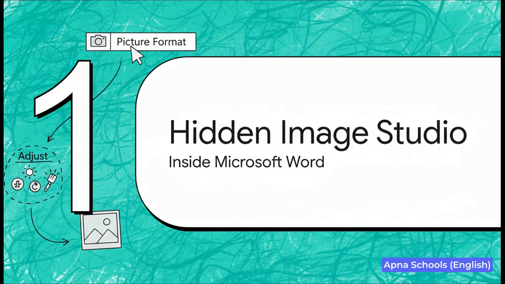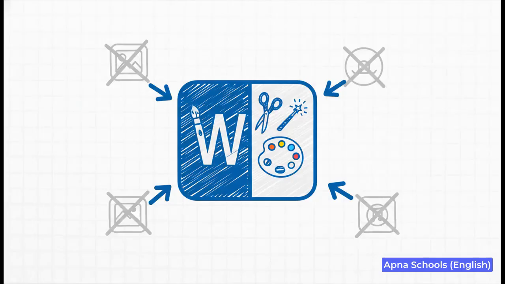Okay, so let's get into it. All this magic happens in a spot most of us just click right past. When you select an image, that Picture Format tab pops up. We're going to zoom in on the Adjust group on the far left. Think of this as your own hidden image studio. And that's really the big secret here. You know, we think of Word for, well, words, but it has this whole suite of tools that can handle some pretty serious image editing. It's going to save you so much time and hassle from bouncing between different programs.